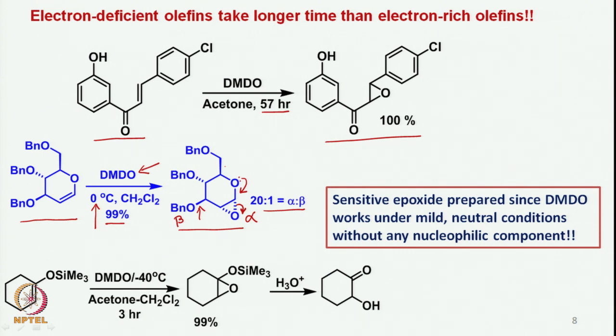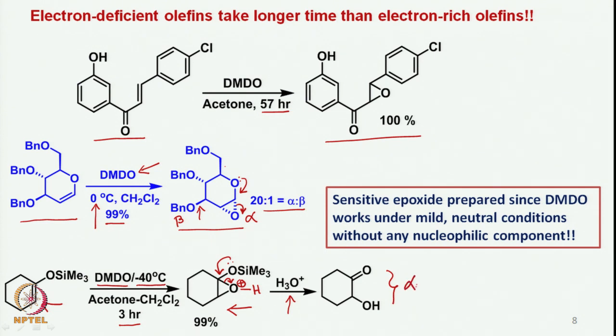Say for example, if you start with an enol silyl ether, which is an electron rich double bond, and we do the reaction at minus 40 degrees with DMDO in an acetone and dichloromethane reaction mixture, within 3 hours this particular epoxide is formed. As one can imagine, under acidic conditions with H3O+ this epoxide can easily open. The protonation would occur here and then the bond will break, and eventually we would get the hydroxy ketone.